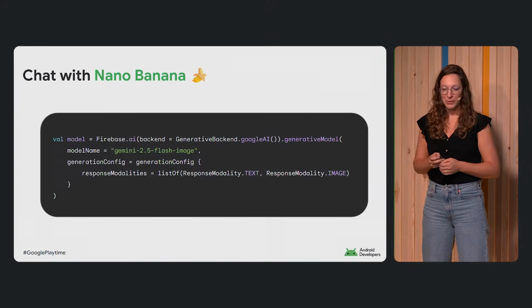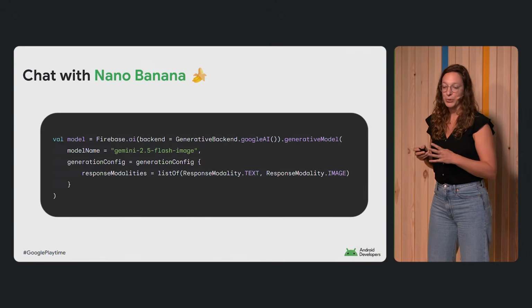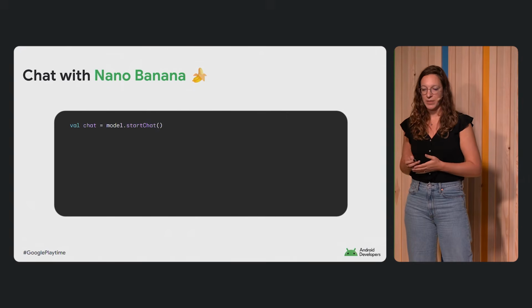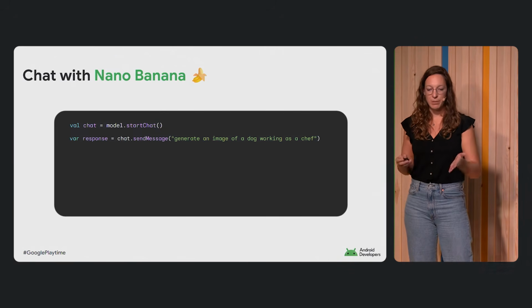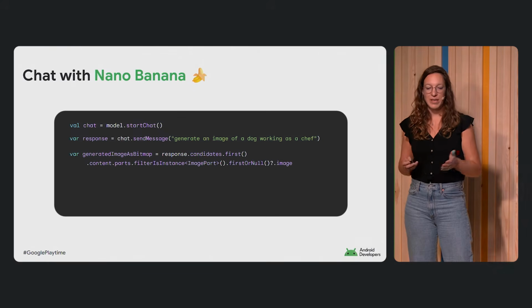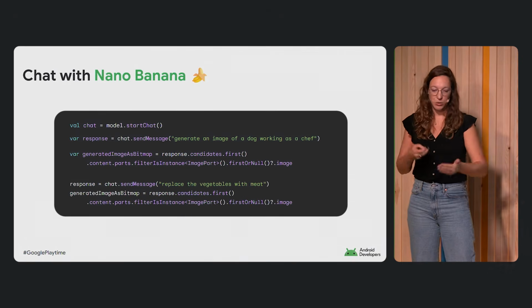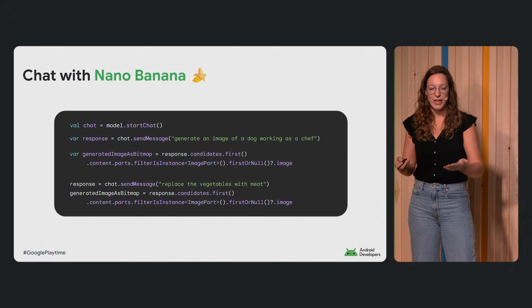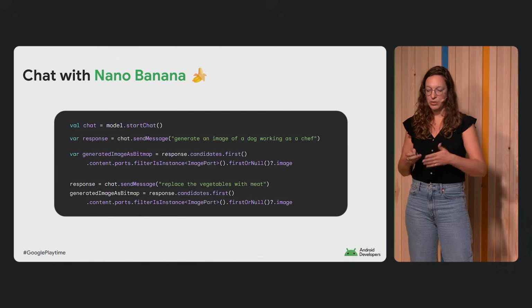So let's look at the lines of code. We would start with configuring the model using the Flash image model that represents Nano Banana, and we allow the model to respond both with text and with an image. Then we can start a chat session with this model using the model.startChat method, and we send the initial query, generate an image of a dog working as a chef. After that initial image is received, we can parse it from the results and continue. We can send another message and say, replace the vegetables with meat. As you can see, I did not have to send that image again. That is all handled by my chat session. And finally, we're parsing the final image. That's all we need.